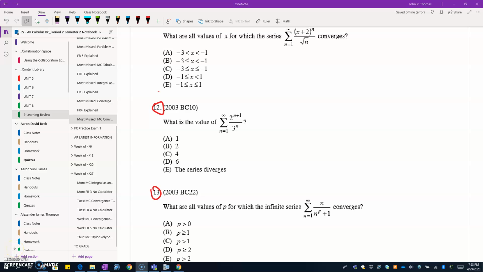Alright, so we've got the most missed problems from our second convergence set of multiple choice. Number 12 was one of the ones that was missed quite a bit. So this is, what is the value? It's asking you for an infinite sum.